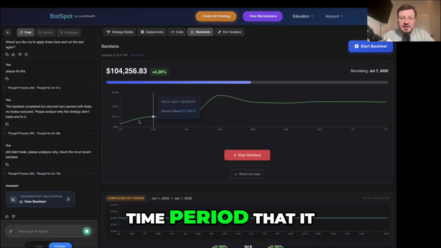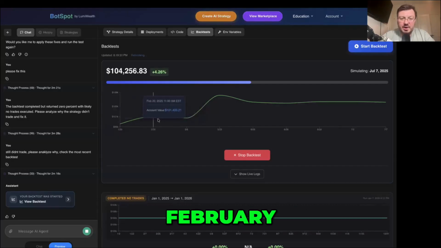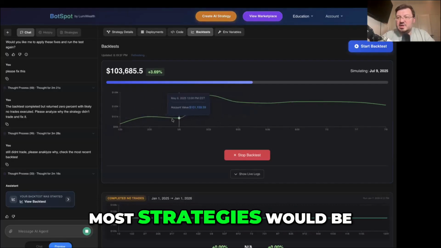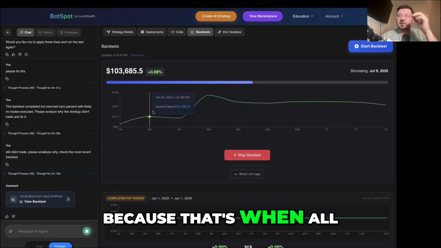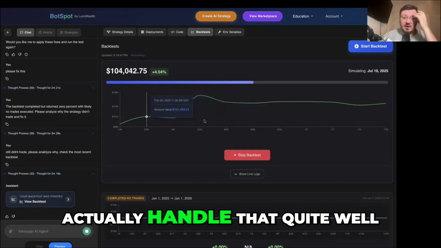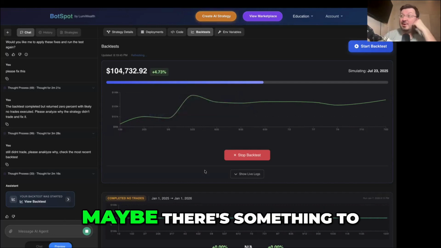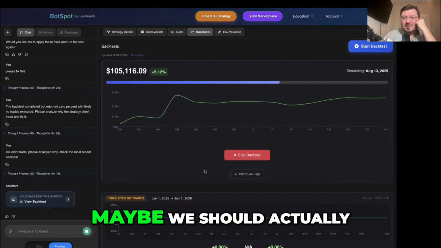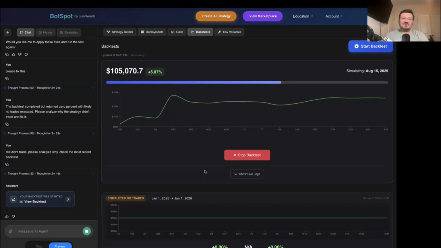I know this time period that I backtested over, February, March of this year. Most strategies would be down during that time because that's when all the tariffs came on. We had a big drop in the market, and it seemed to actually handle that quite well. So maybe there's something to this TradingView indicator. This is pretty cool. Maybe we should actually make a strategy with this.